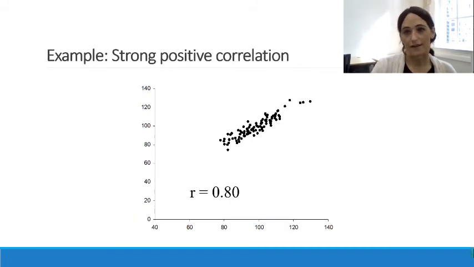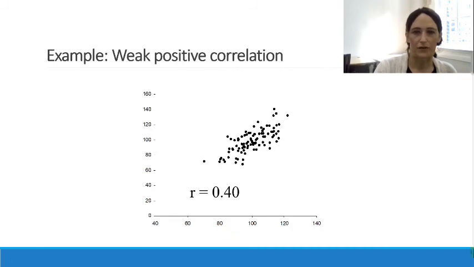A strong positive correlation would be around 0.80. And here we see there's a little bit of scatter around that best fitting line. It's still moving in a positive direction, meaning higher values on x correspond to higher values on y. But there's a little bit of noise there in terms of the relationship.